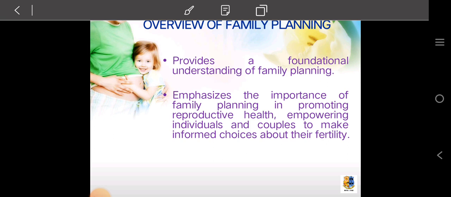Overview of family planning. This section provides a fundamental understanding of family planning, which involves the conscious decision making process regarding the timing and spacing of pregnancies. It emphasizes the importance of family planning in promoting reproductive health, empowering individuals and couples to make informed choices about their fertility.